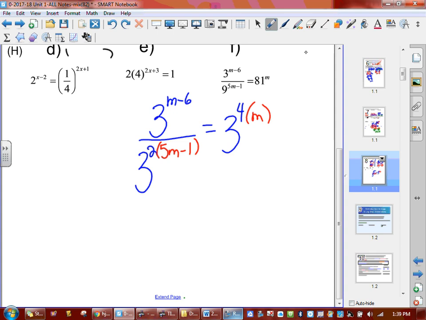Now what we do is we're going to subtract exponents. So we can't subtract them until we multiply in the bottom one first. So the bottom one is going to become 10m subtract 2. That's the exponent it becomes. So now, we write the base once, and then we're going to subtract exponents. So we're going to have a big base of 3.